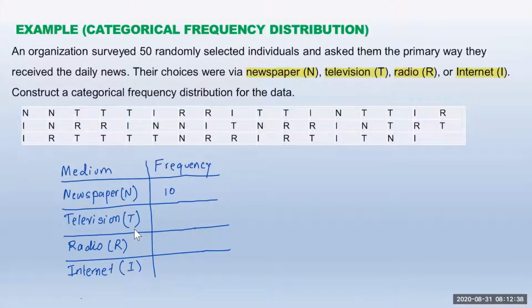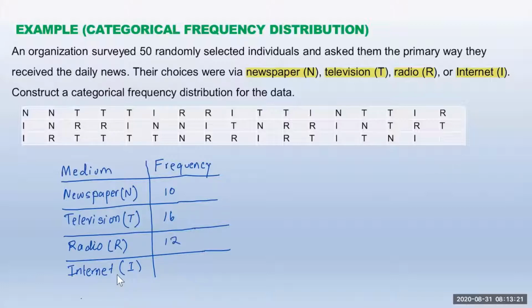Now let's go to television. How many of them use television? I don't see any here. We have 2, 3, 4, 5, 6, 7, 8, 9, 10, 11, 12, 13, 14, 15, and 16. So 16 of them receive the daily news from television. Now radio, denoted by R, let's count how many there are. We have 1 here, 2, 3, 4, 5, 6, 7, 8, 9, 10, 11, and 12. 12 of them receive the news via radio.